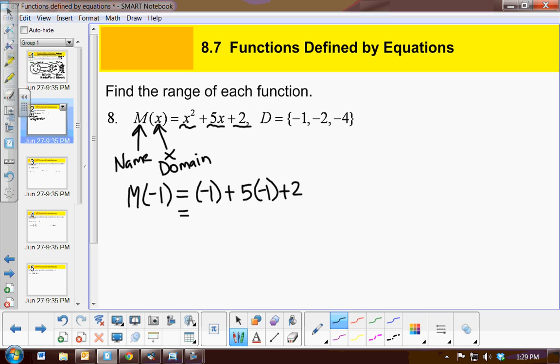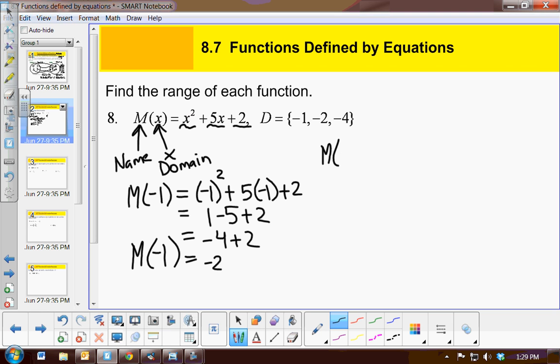Whoops, did you catch my mistake? It's the given domain squared. So negative 1 times negative 1 is 1, minus 5 plus 2. So it's negative 4 plus 2 equals negative 2. So the range for the given value, negative 1, is negative 2. Now remember, if I go too fast, you can pause, you can replay the video.